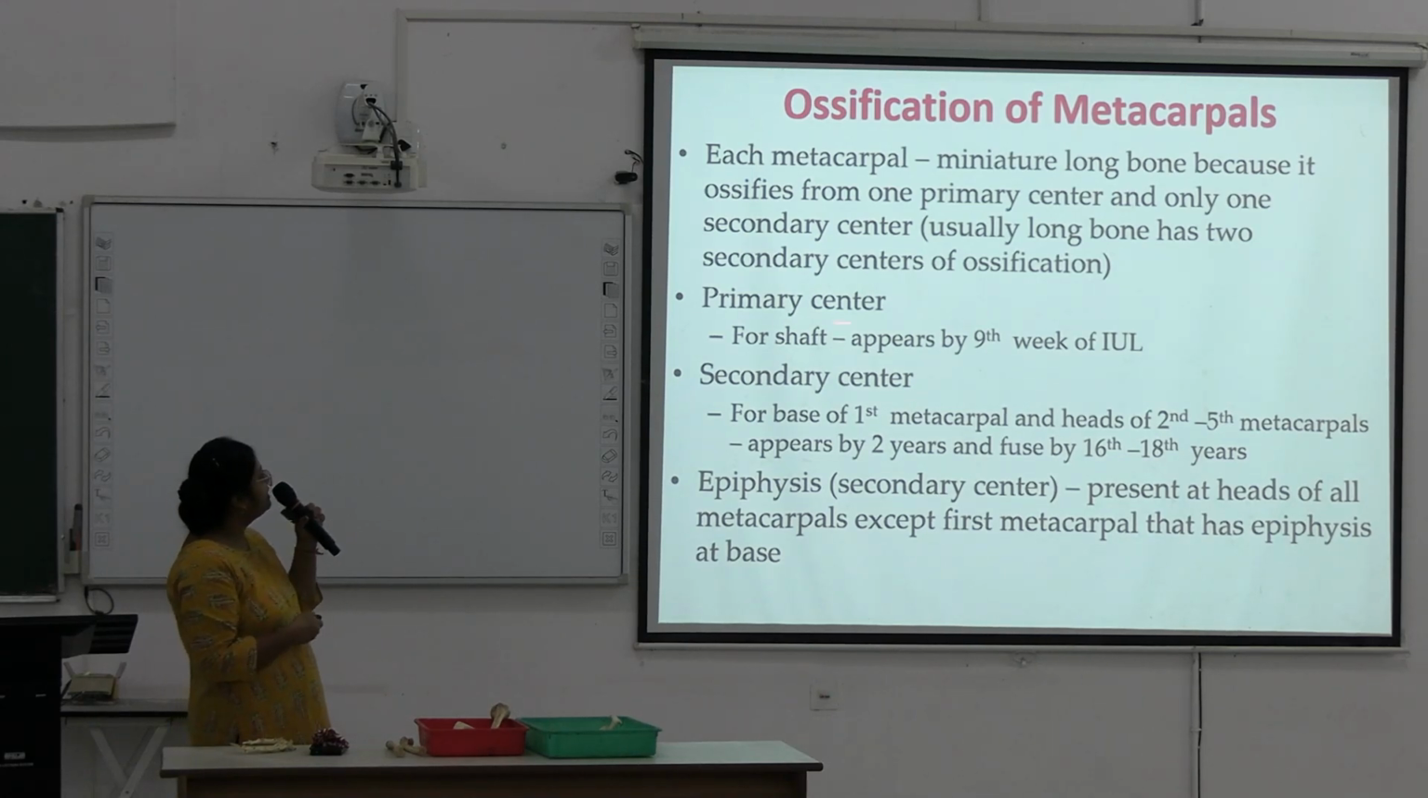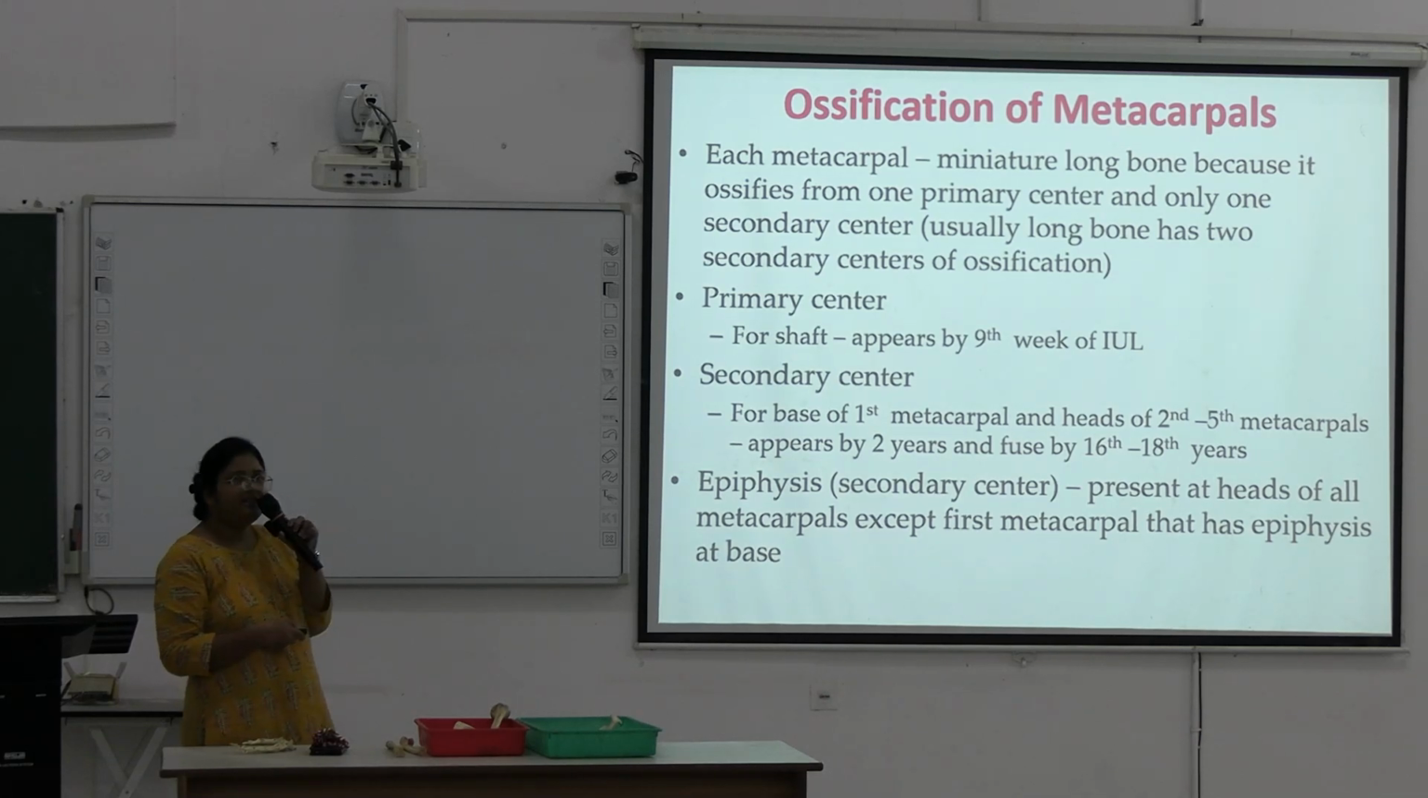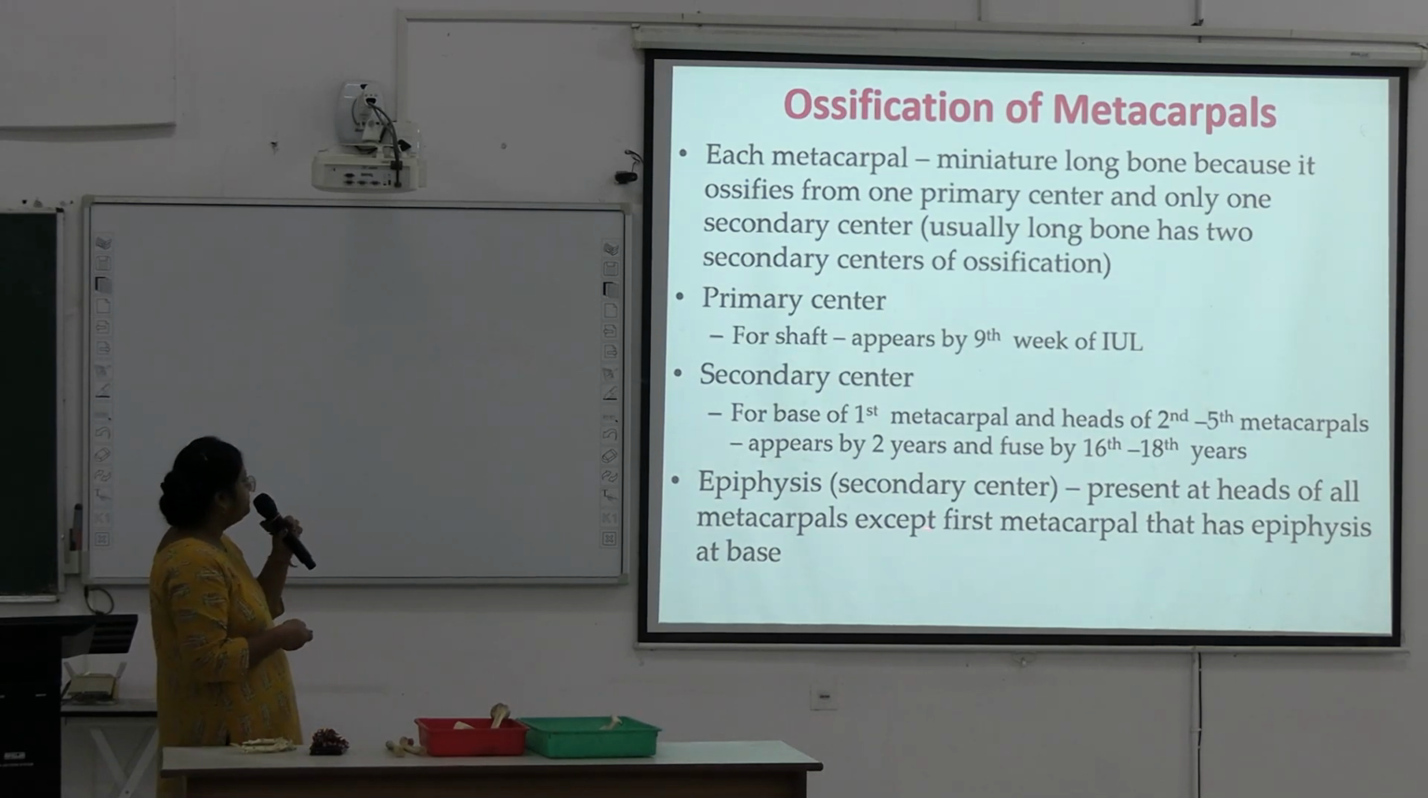The primary center for the shaft appears at the 9th week of intrauterine life, and the secondary center for the base of the first metacarpal and head of the second to fifth metacarpals appears by 2 years and fuses with the shaft by the 16th to 18th year. An epiphysis or secondary center is present at the heads of all the metacarpals except the first metacarpal, which has the epiphysis at the base.